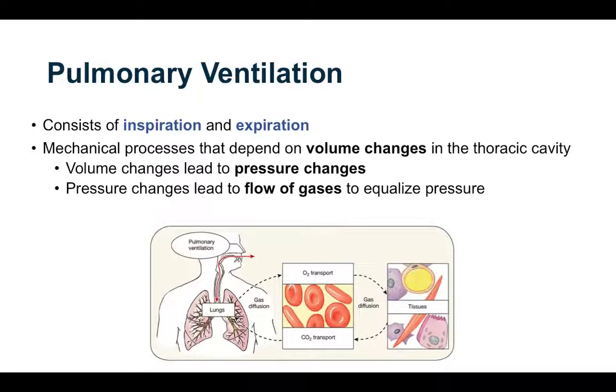So basically, when the volume changes in the thoracic cavity, that's going to cause the pressure to change in the thoracic cavity, and then the air is always going to flow down its pressure gradient. So air is always going to go from an area of higher pressure to an area of lower pressure. So if the pressure in the lungs is lower than the pressure in the atmosphere, then air is going to get kind of sucked into the lungs. And if the pressure in the lungs is higher than the atmosphere, then the air is going to be pushed out into the atmosphere, and that's how we're going to get expiration.